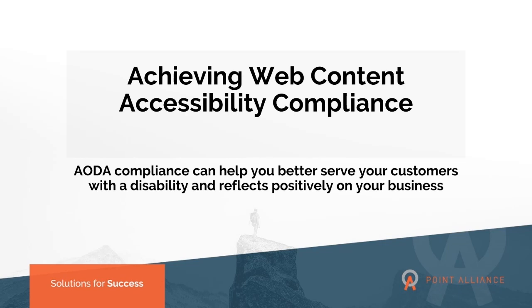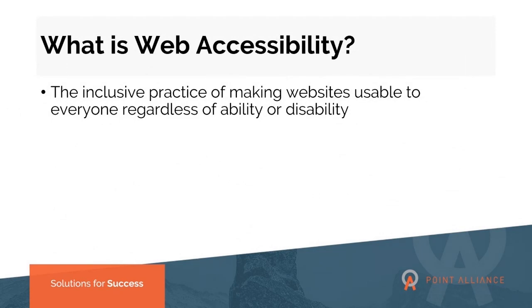Good morning, everyone. So as Jonathan mentioned, our topic is achieving web content accessibility compliance. We're going to start with an accessibility overview. So what is accessibility? Accessibility is defined in many different ways, but we can think of it as the practice of making websites usable for everyone, regardless of ability or disability. When we think about accessibility in general, we are thinking of people with disability, but truly it benefits everyone.